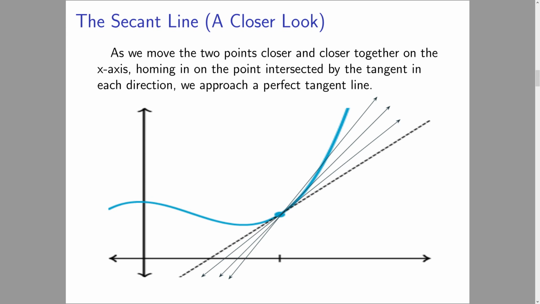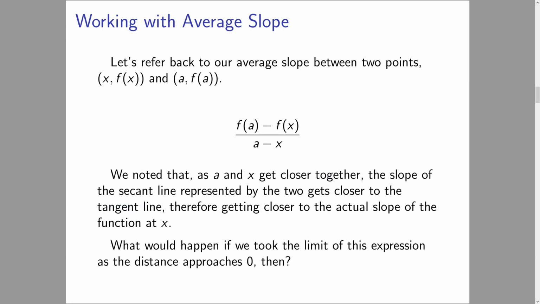So the next graph will be the secant line in a closer look. As we move the 2 points closer and closer together on the x-axis, homing in on the point intersected by the tangent in each direction, we will approach a perfect tangent line. So let's refer back to our average slope between 2 points. The average slope will equal f(a) minus f(x) over a minus x. We noted that as a and x get closer together, the slope of the secant line gets closer to the tangent line.